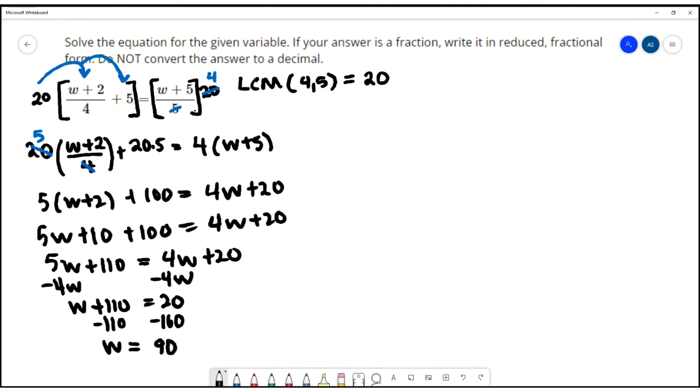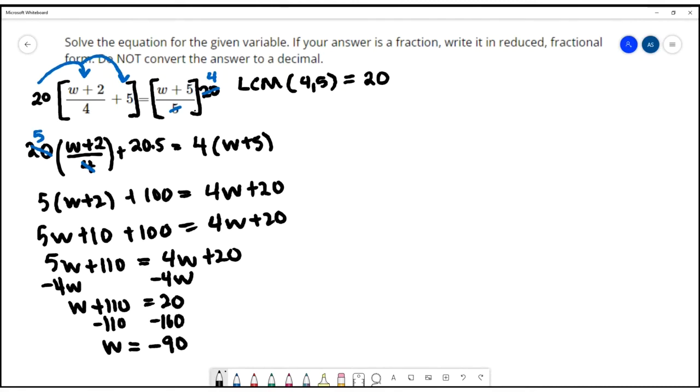20 minus 110, that's negative 90. So my solution is negative 90.